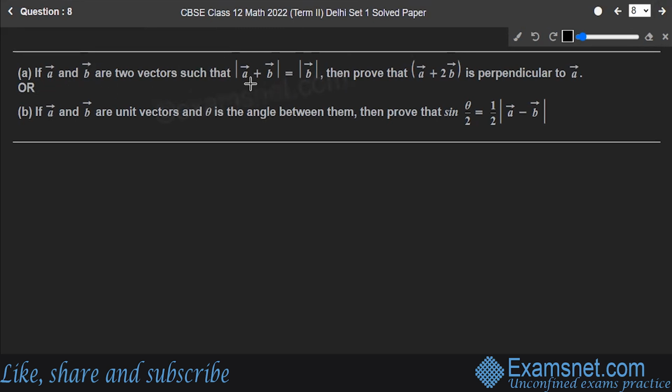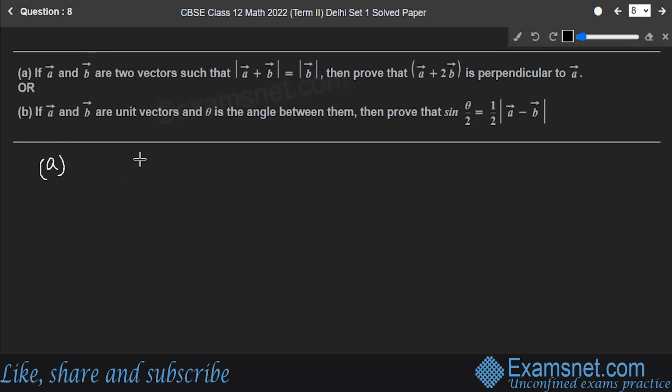A and B are two vectors such that the magnitude of A plus B is equal to the magnitude of B alone. Then prove that A vector plus 2B vector is perpendicular to A vector. We'll start with the B part later on. First of all, let's pick up the A part, right?